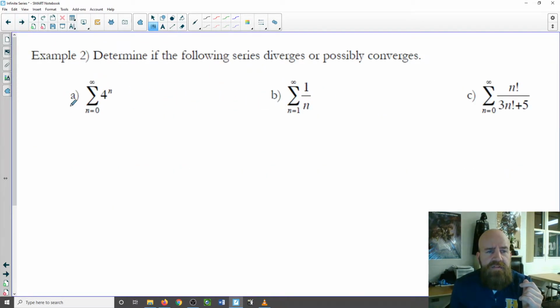So let's try a couple examples here, and then I have one other topic for this video that we need to discuss. So we have a series from 0 to infinity of 4 to the n. We're going to take the rule 4 to the n and run the limit as n approaches infinity of 4 to the n. Well, if we plug in infinity, 4 to infinity would be infinity. Okay, so not 0. So we can say that this is divergent, or diverges.